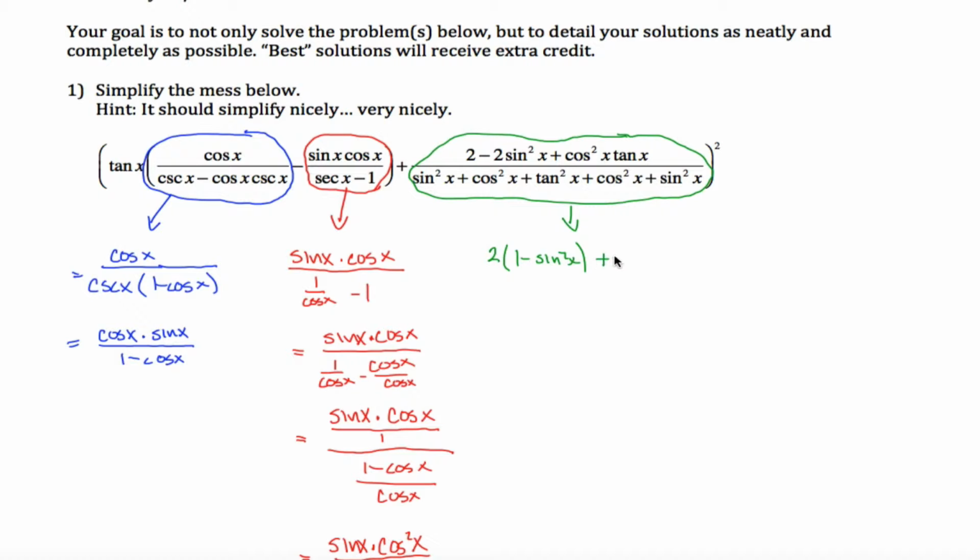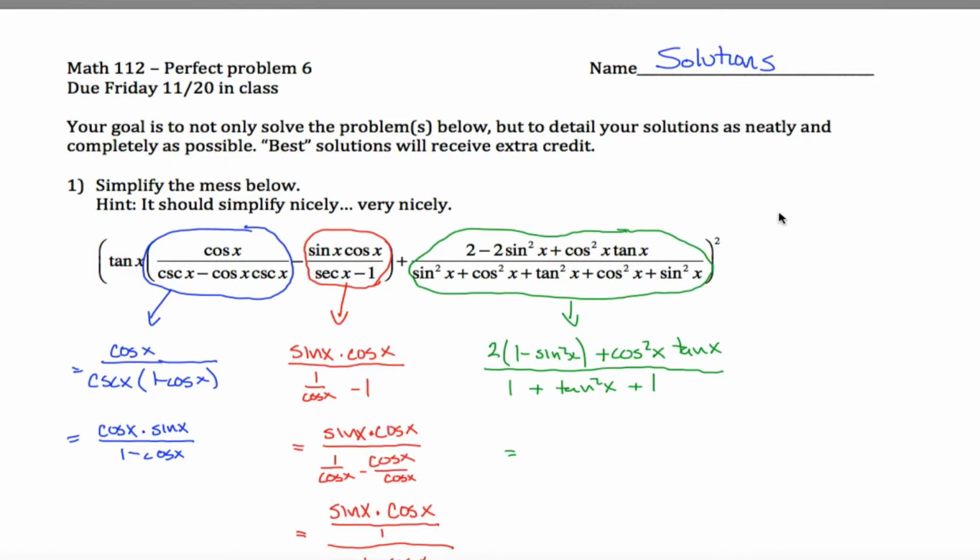And maybe the logic for doing so will become apparent once I take the next step. I'm doing a few things in this step. I'm factoring out a 2 from these terms. I'm changing this sine squared x plus cosine squared x into a 1, and then I'm changing this sine squared x plus cosine squared x into a 1. So what I have is 1 minus sine squared x, but 1 minus sine squared x is equal to cosine squared x. If you don't believe me, you can come up with that by starting with your Pythagorean identity and subtracting sine squared x from both sides of the equation.